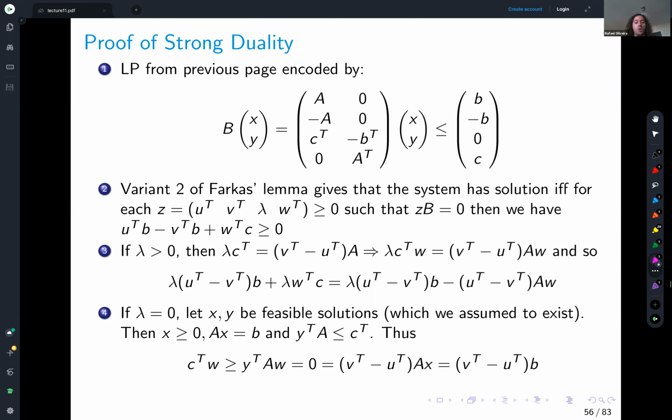All right, but what do we know? Well, if we take C transpose W, let's just look again at C transpose W. Notice that W is a non-negative vector because it is a coordinate of Z. So because W is non-negative, and we know that Y transpose A is less than or equal to C transpose, we can replace C transpose by Y transpose A, and we get this first inequality. Does that make sense?